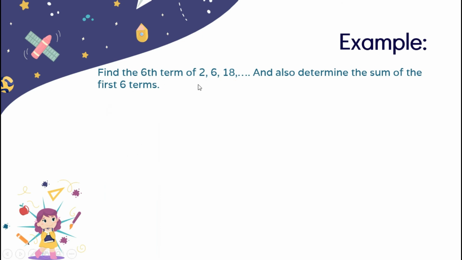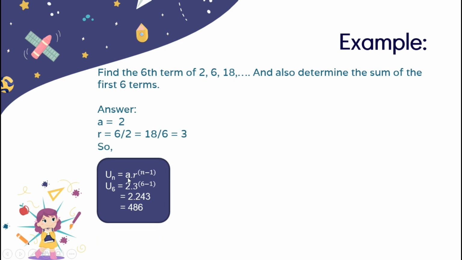Okay, for the example, find the 6th term of 2, 6, 18, and so on, and also determine the sum of the first 6 terms. The answer is, we know a equals 2, r equals 3, so un equals a multiplied by r to the n minus 1 power. u6 equals 2 multiplied by 3 to the 6 minus 1 power, then operated to produce u6 equals 486.